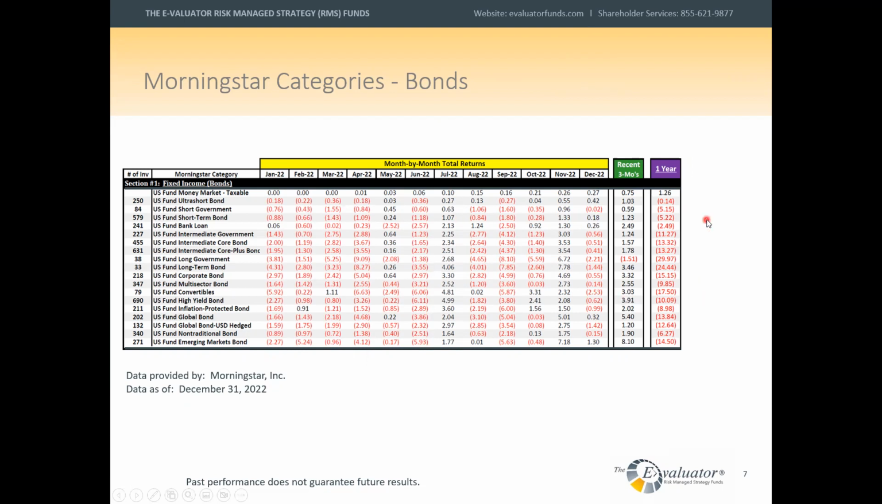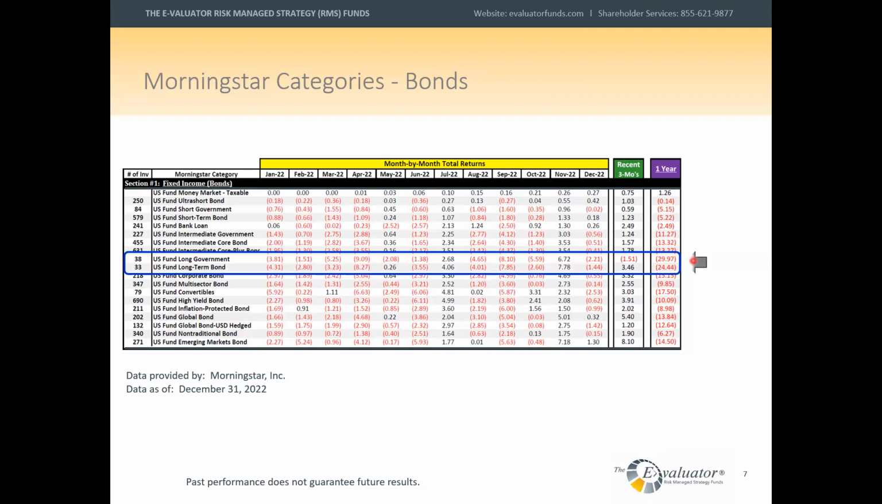When interest rates are going up, you want to avoid long duration bonds. And that's highlighted right here because you can see long-term government and long-term corporate bonds for the year posted losses, from a negative 29.97% loss to the long-term corporate at minus 24%. We have not had money in long-term bonds for probably 2 years now.